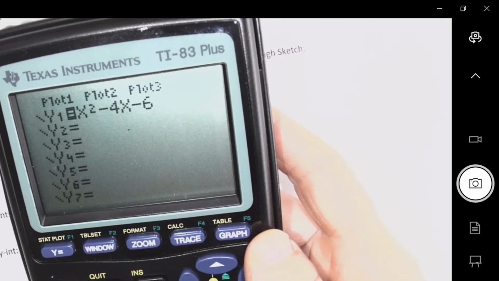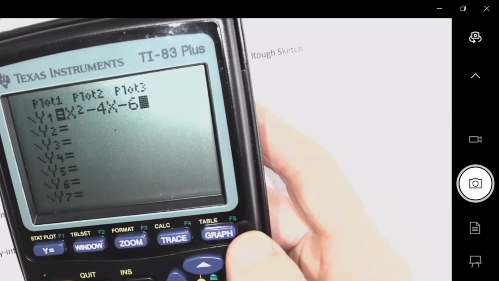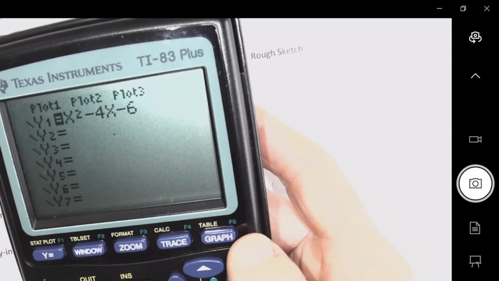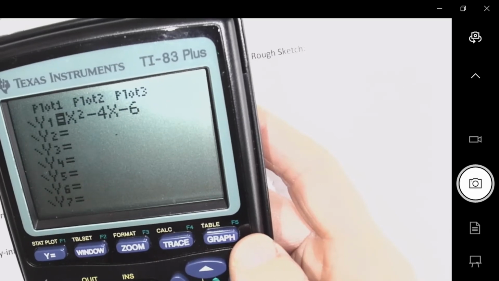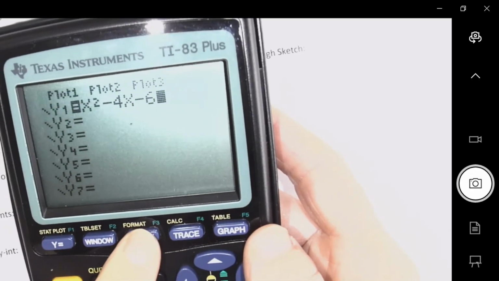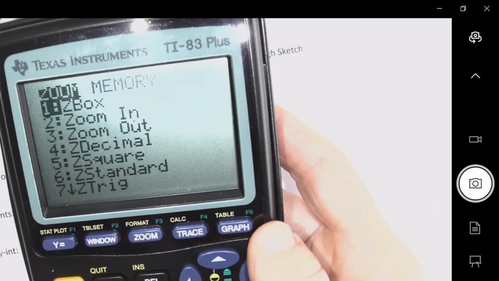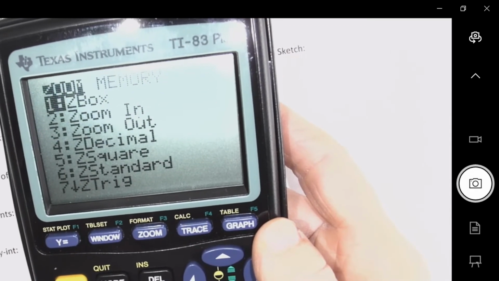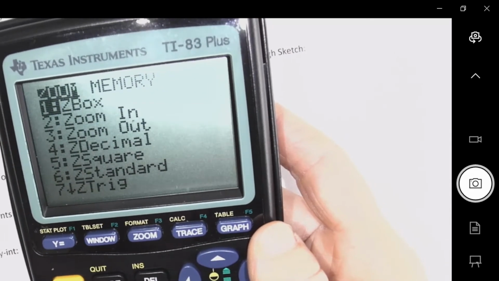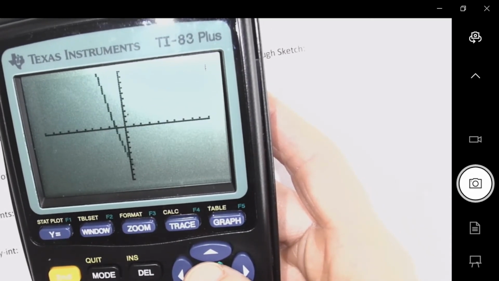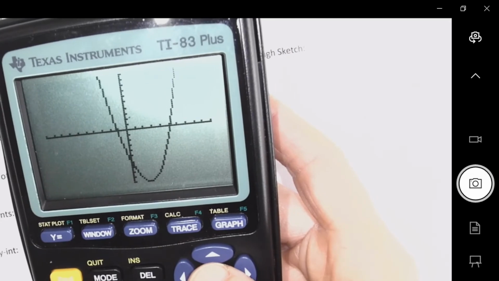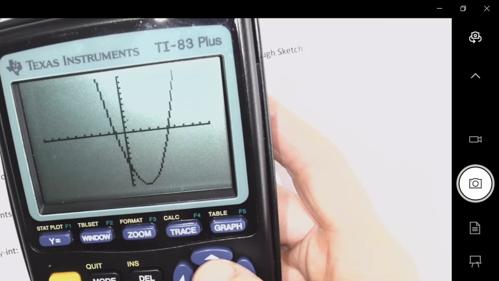Okay, do you remember that we changed our window? How do I reset my window just to start with the basic 10 by 10? Does anybody remember how to do that? Clear. Zoom. Which one was it in the zoom menu? Six. Yep, number six, zoom, six, resets it for you. You can go manually change your window, but that's your fast way to just reset it.